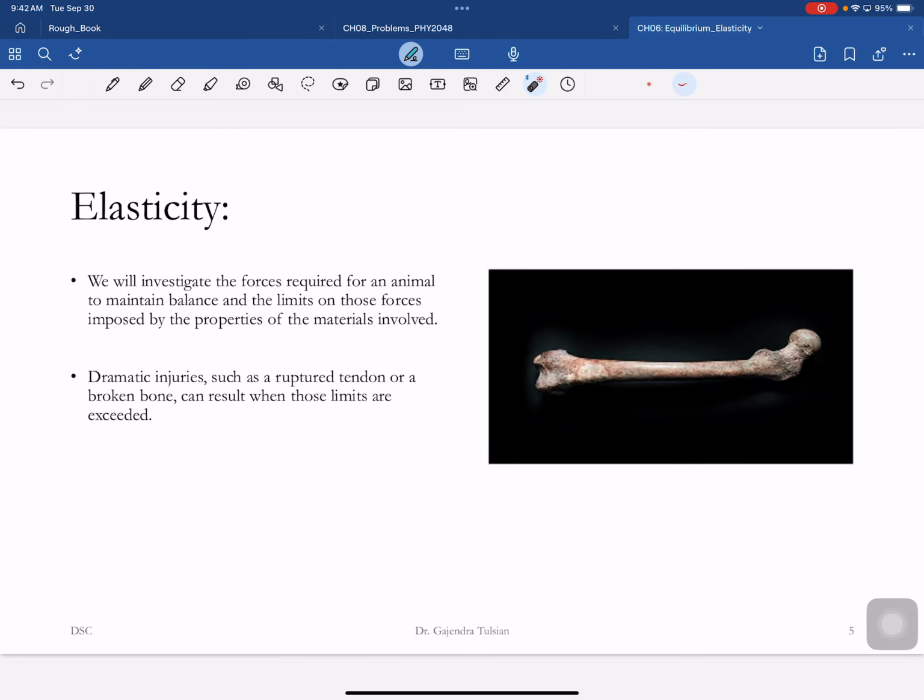All right, so we'll investigate the forces required for an animal to maintain balance and the limits of these forces imposed by the properties of the material. For every material, there's a limit to the force you can apply to it. Injuries such as ruptured tendons and broken bones can result when these limits are exceeded. We'll learn, so your bone is like, here's a model of a bone.